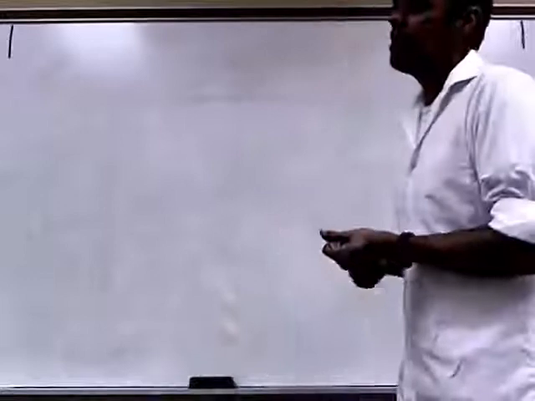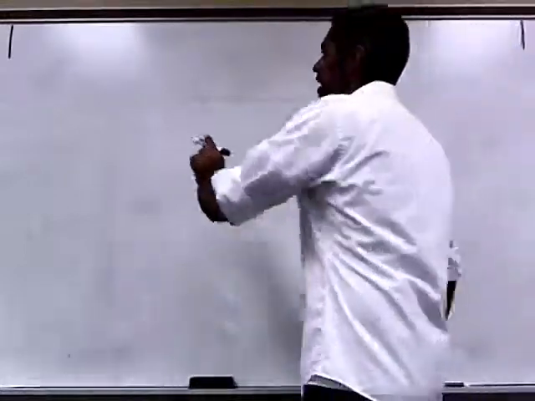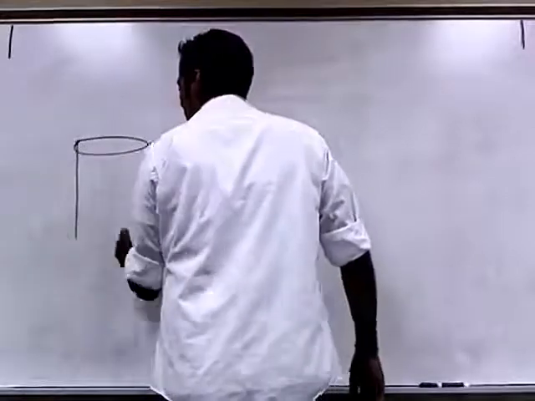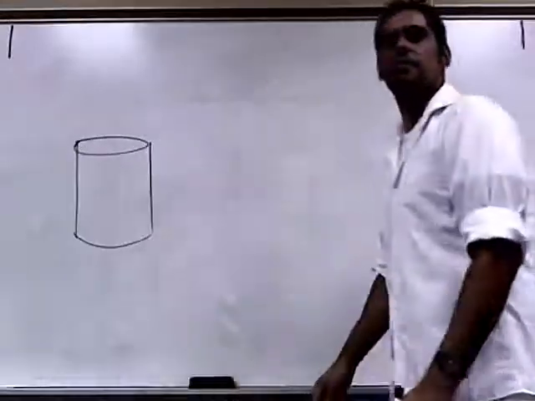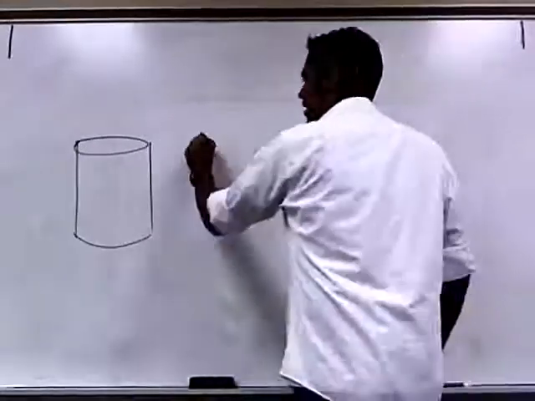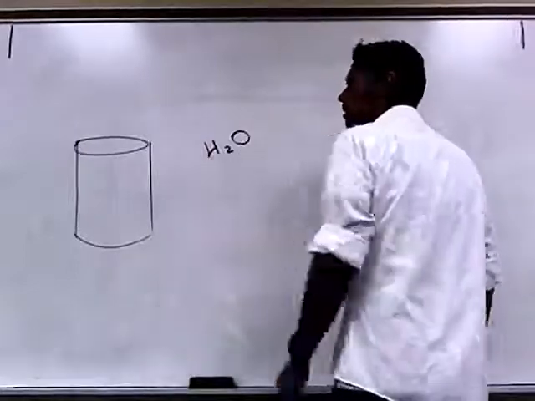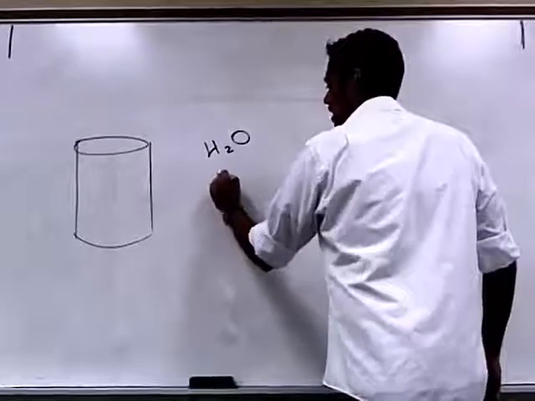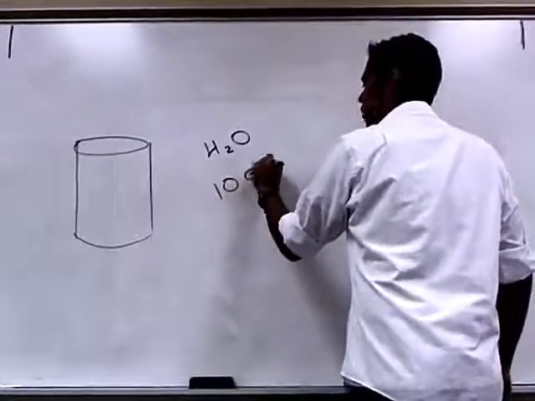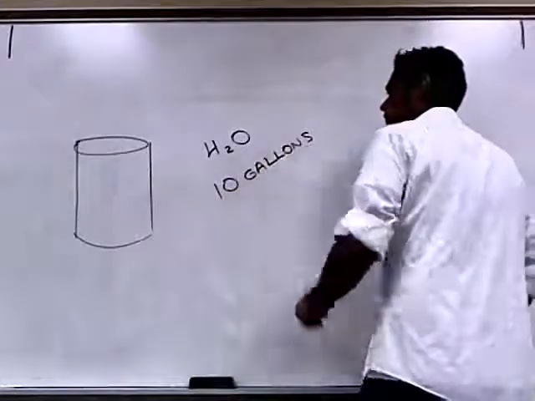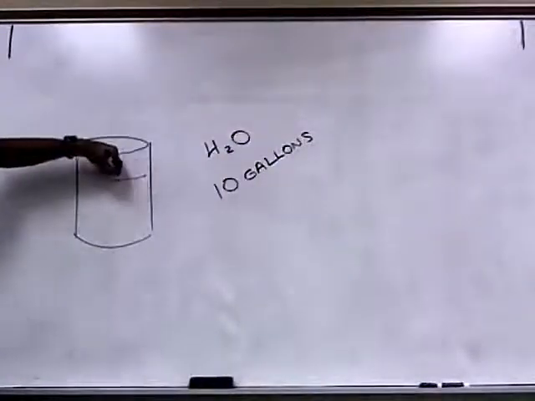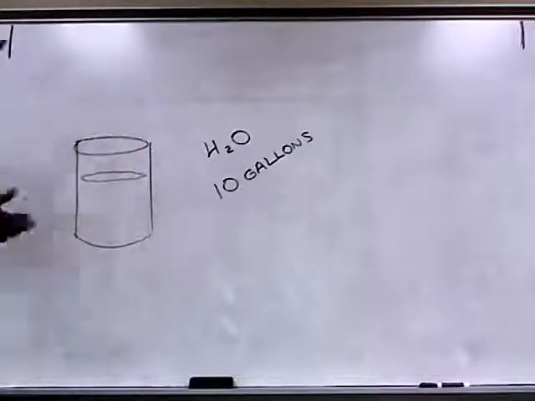All right. Let's say that I have a container of just pure water. Let's say this container has water in it, H2O. And let's just say for this example that that's a 10-gallon drum of water. Well, there's 10 gallons of water in it. The drum holds more, but there's 10 gallons of water in there.